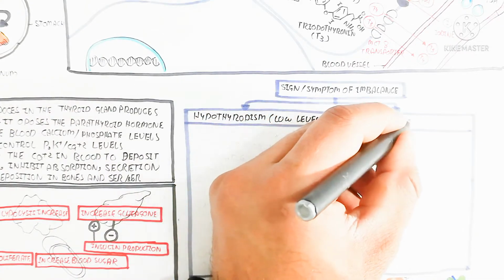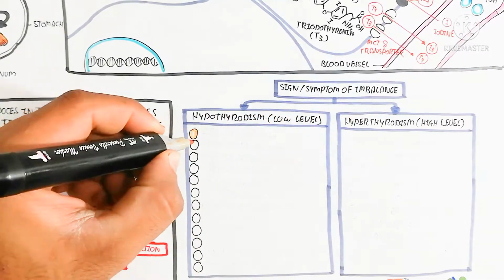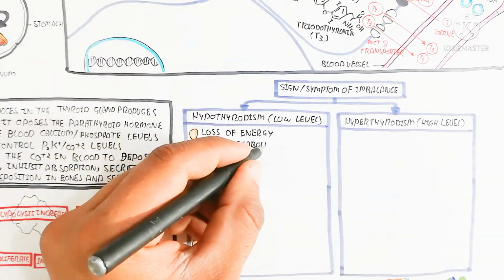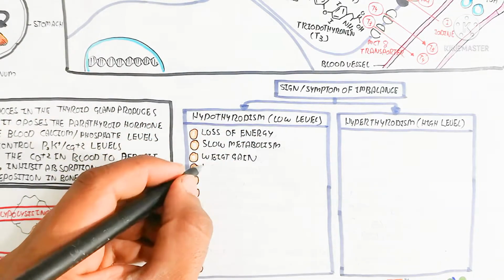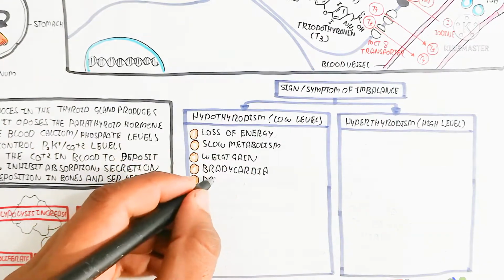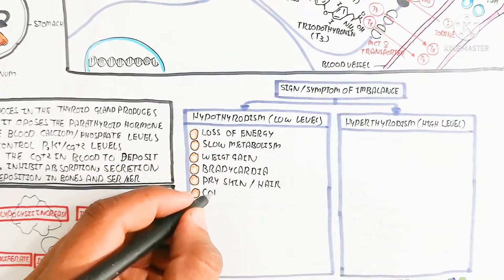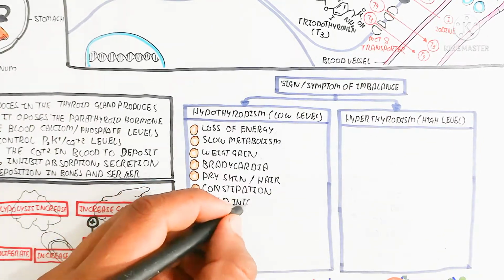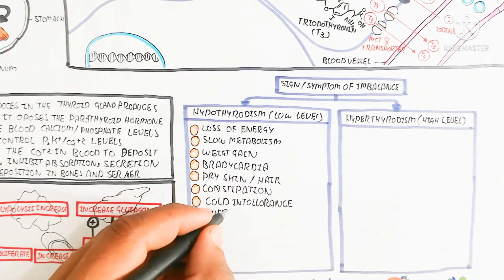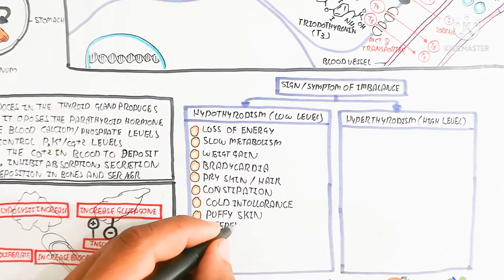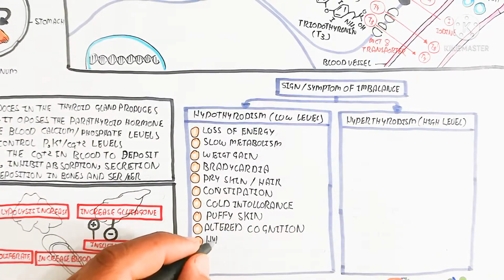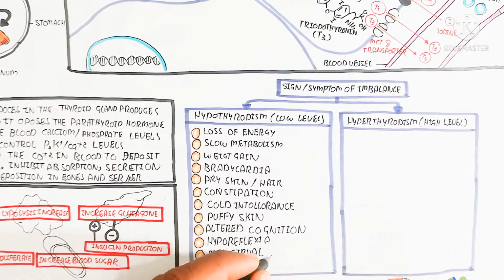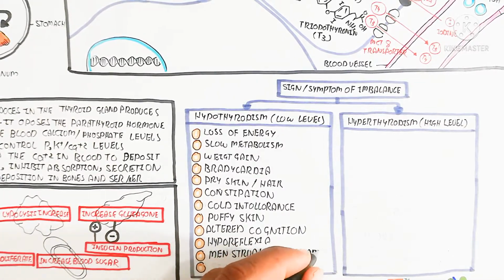So let's begin to understand the signs and symptoms of imbalance in the thyroid system, hypothyroidism and hyperthyroidism. Let's begin with hypothyroidism. The signs and symptoms are loss of energy, slow metabolism, weight gain, bradycardia, dry skin and hair, constipation, cold intolerance, puffy skin, altered cognition, hyporeflexia, menstrual irregularity, and stunted growth in children.